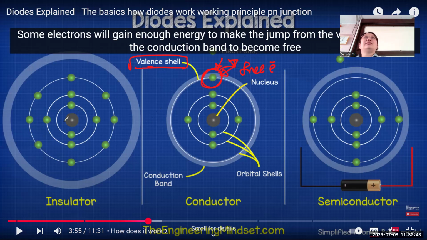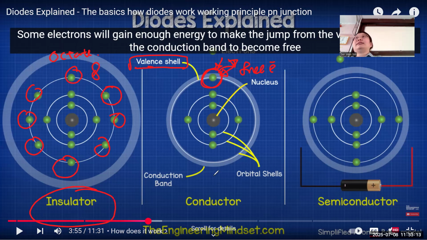Then this one, insulator. We say this here has how many electrons? 1, 2, 3, 4, 5, 6, 7, 8. Okay, 8 we also call an octet. Remember? Octa is 8. Octet. So this is very stable. Stable means, will the electron easily come out? No. So we call it an insulator. We call this a conductor.